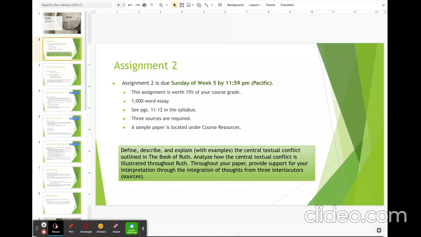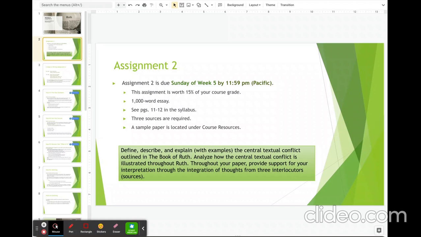Now, 3 sources are required for this paper, and the Book of Ruth can count as one of your sources. So what I'm saying is you should definitely then use either the Bayless article, the Raskus article, or your library source as 2 of those other sources.